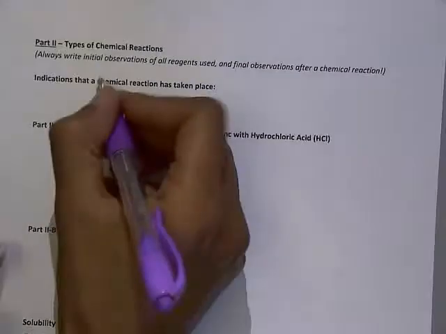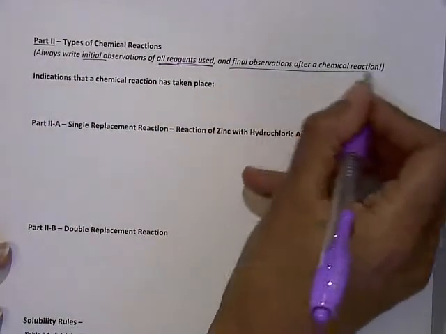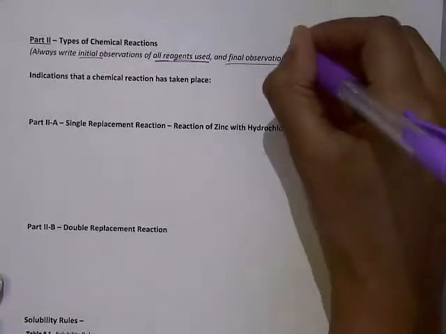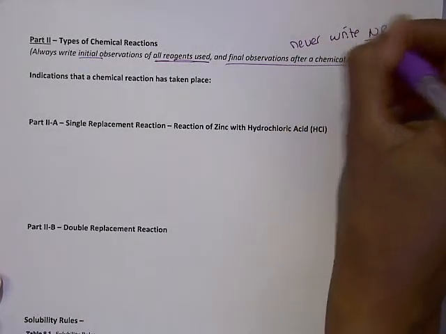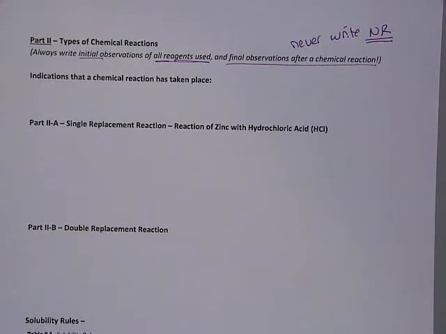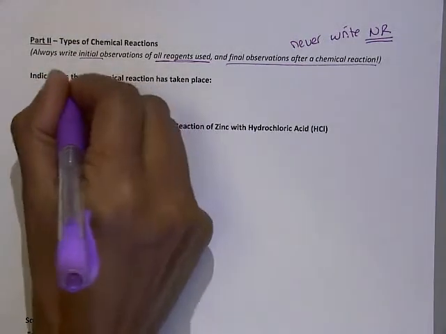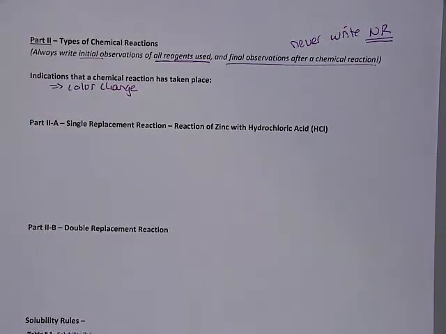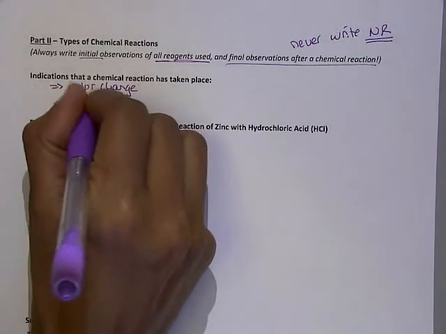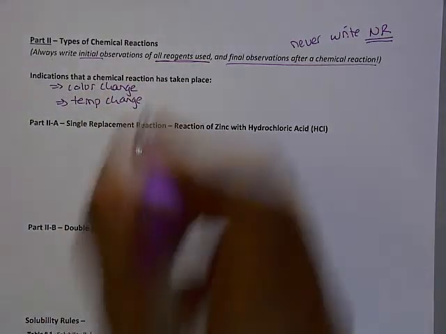We're reminding you again, always write initial observations of all your reagents used and final observations after a chemical reaction. Never write no reaction. You have to describe what you see, please. So let's review. How do we know a chemical reaction has actually taken place? Well, one thing, if you see a color change, a chemical reaction has taken place. If temperature changes, meaning did it get hot? Did it get cold? So feel your test tubes.